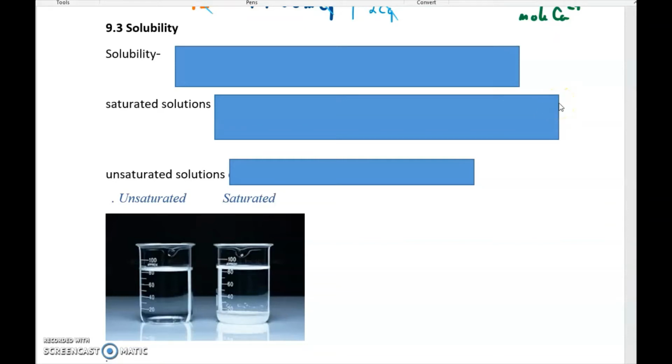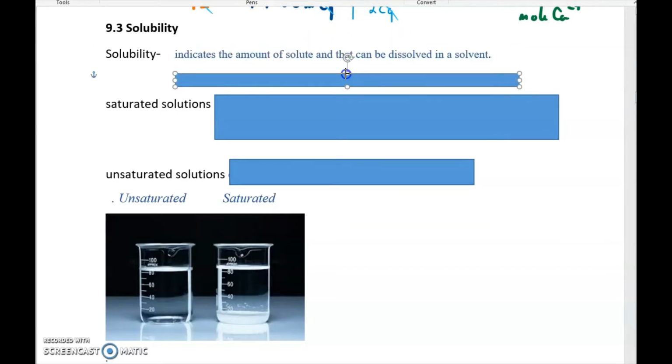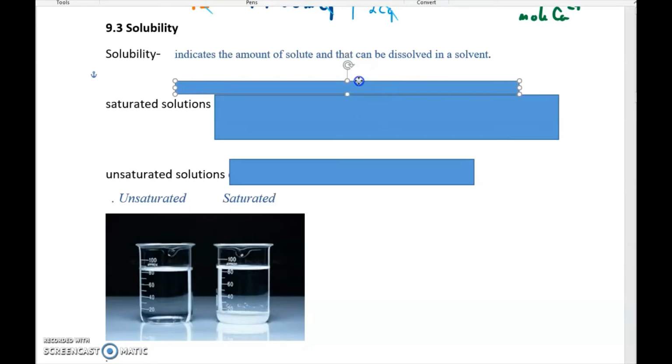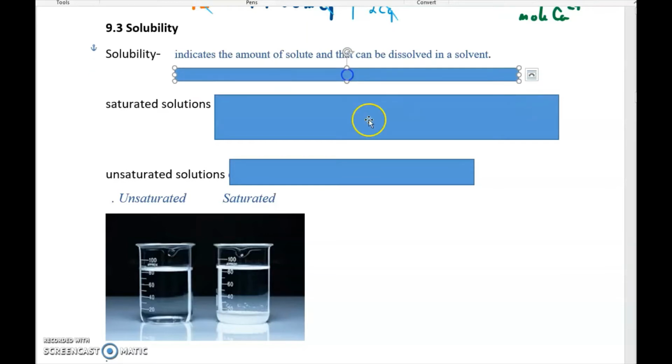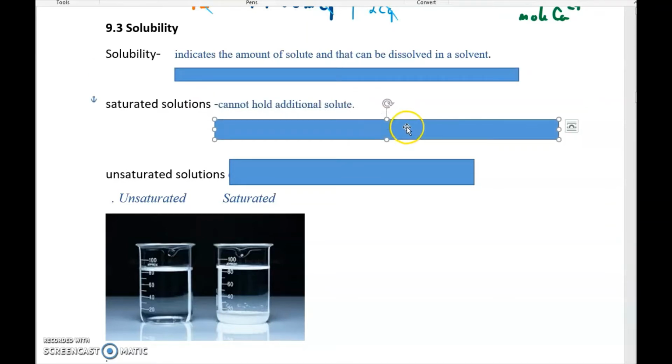As we talk about solutions, solubility is going to be an important concept. So solubility indicates the amount of solute that can be dissolved in a solvent. Saturated solutions cannot hold any additional solute. A saturated solution is a lot like a saturated towel.